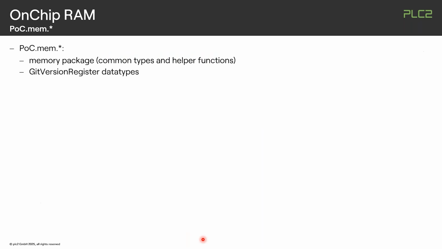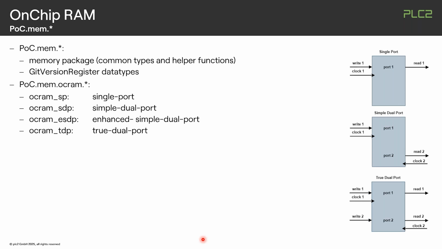Inside of our PoC library, we have different namespaces. The general namespace is mem, like memories. In here, we have a memory package implementing certain types and helper functions. We have here the data structure for our Git version register with some data types again. Then we have underneath mem another subdirectory called OCRAM. And here we have four important implementations. OCRAM SP is a single port, then we have SDP for simple dual port, then there is an enhanced simple dual port variant and a true dual port variant.